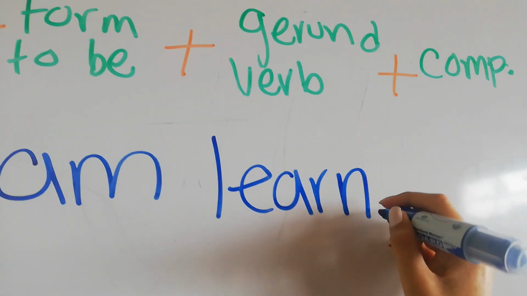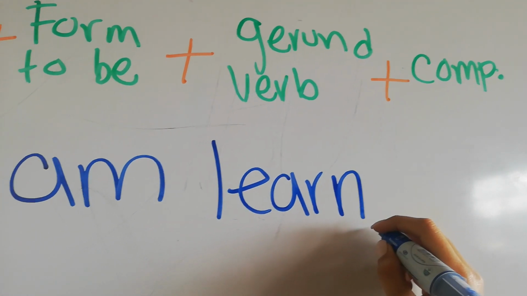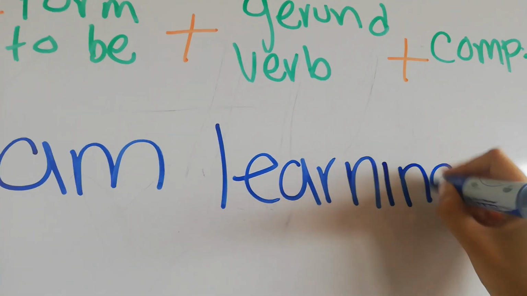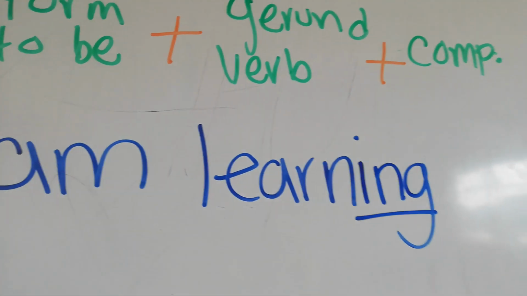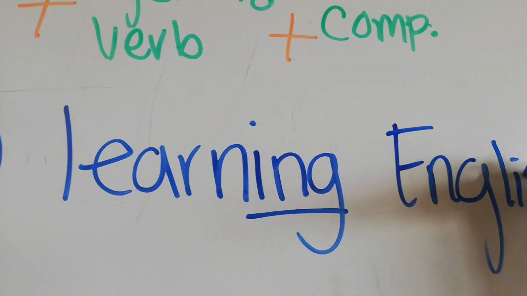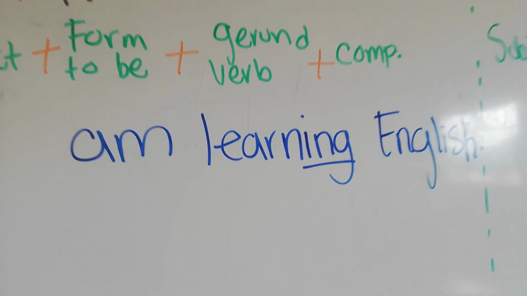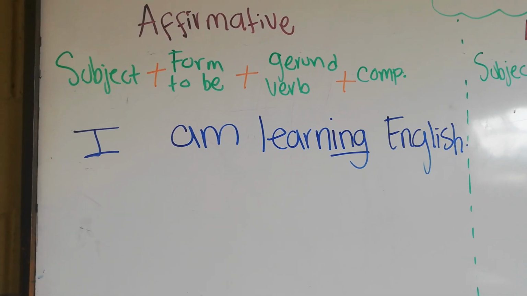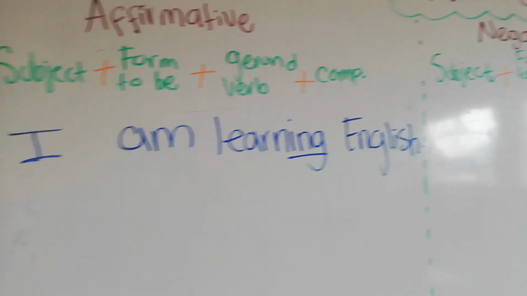Remember, learn is the base form. But in present continuous, I need to use the gerund verb. So I am adding ing. And my complement is this one. So my sentence in affirmative form: I am learning English.